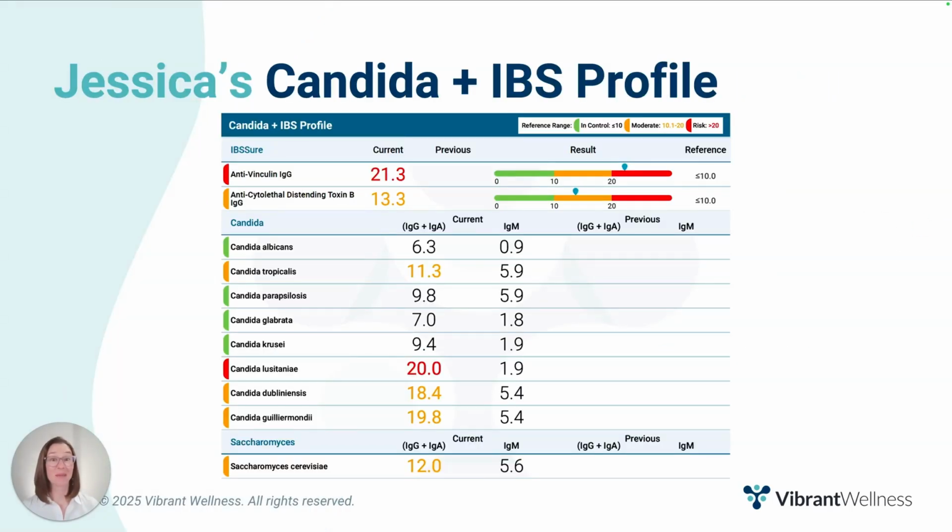Jessica's Candida plus IBS profile results indicated high antibody levels to Candida lusitaniae and moderately elevated levels to Candida tropicalis, Candida dubliniensis, and Candida guilliermondii. She also had moderately elevated antibody titers to cytolethal distending toxin B, indicating immune response to gastroenteritis, and high-risk antibody levels to vinculin, giving us indication that her migrating motor complex may no longer be working optimally.